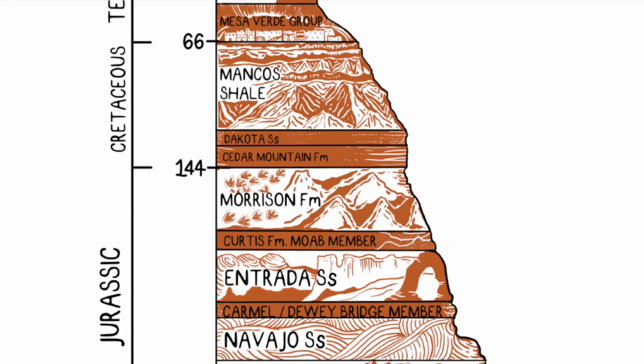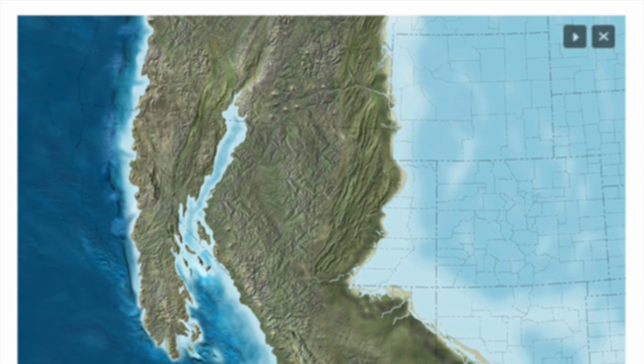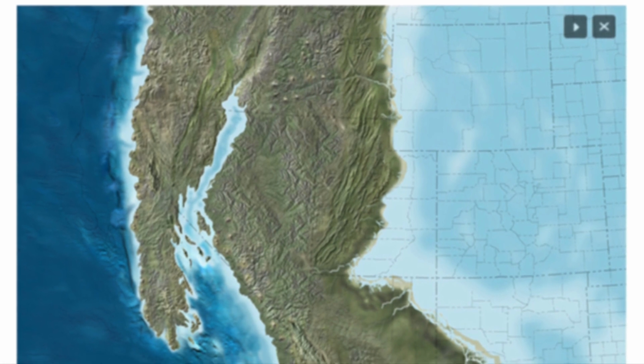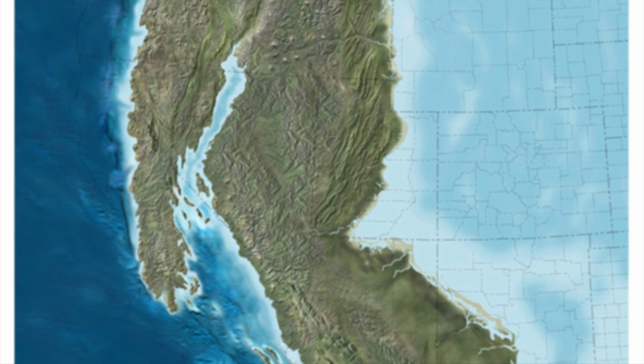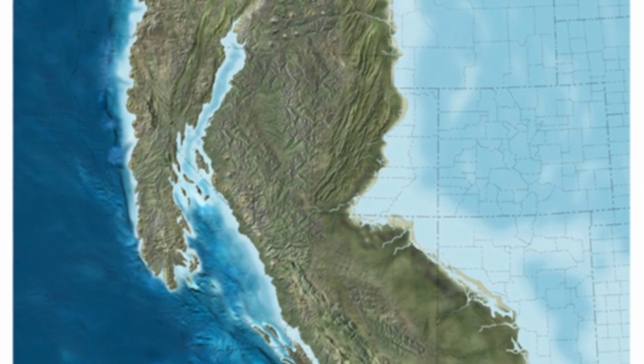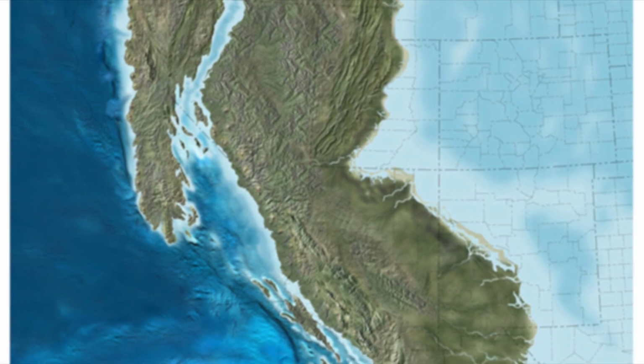Which brings us to the Cretaceous period. Big changes were afoot in this area and really worldwide. We're talking about 145 million years ago to 65 million years ago, and this period lasted about 80 million years. The mountains to the west, the Sevier Orogeny, continued to rise and shed sediments.